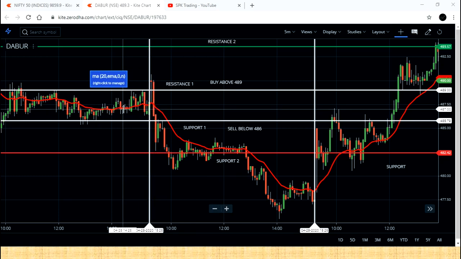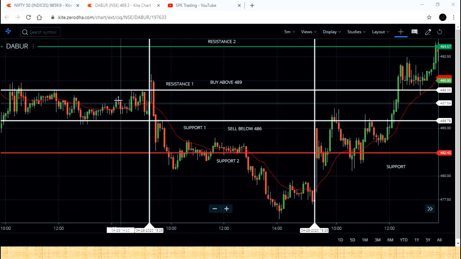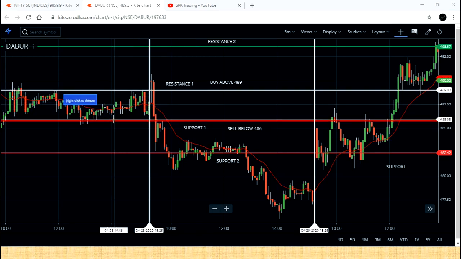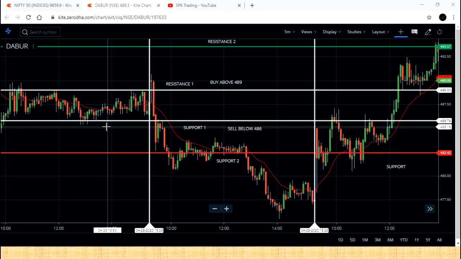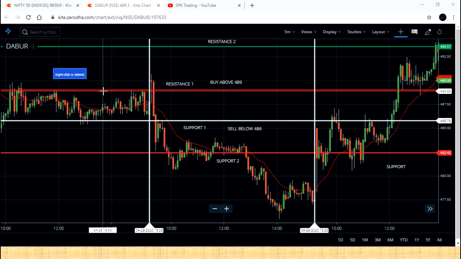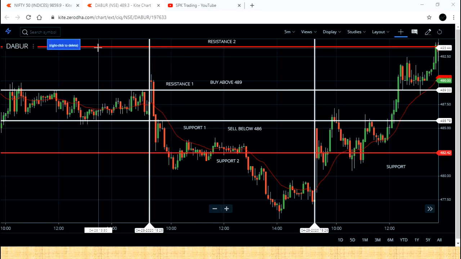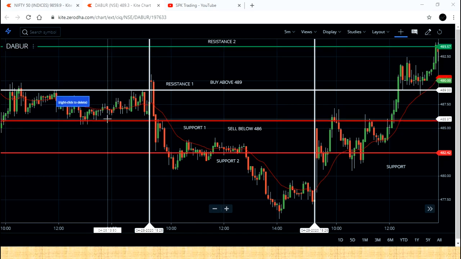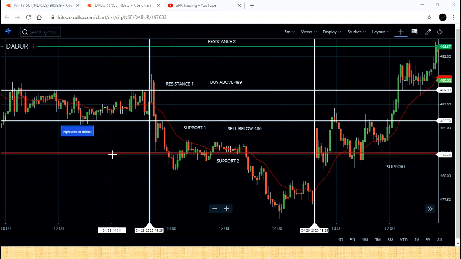Just think we are selecting this stock on the 28th for trade on the 29th. On the 28th, at night or whenever you have free time, we need to look at this chart and draw the support and resistance. This is the first resistance I drew here, and this is the second resistance, and this is the first support, and this is the second support.